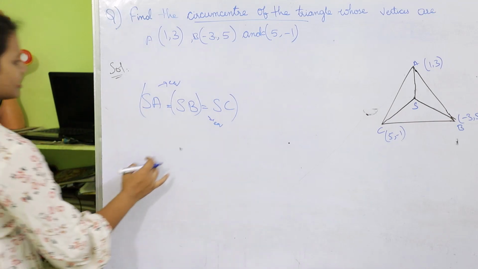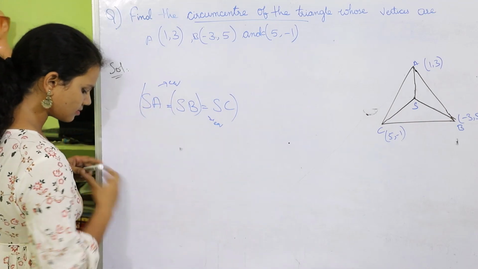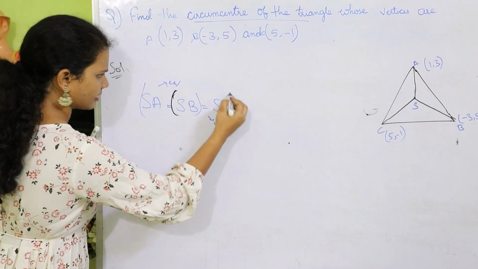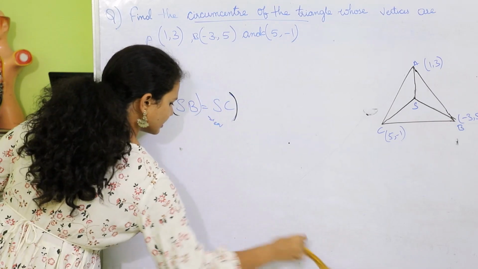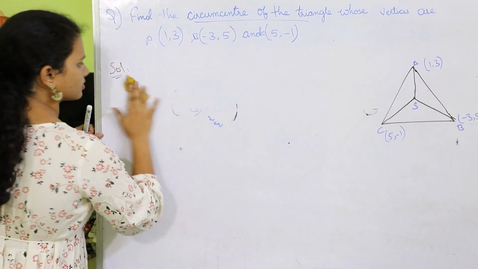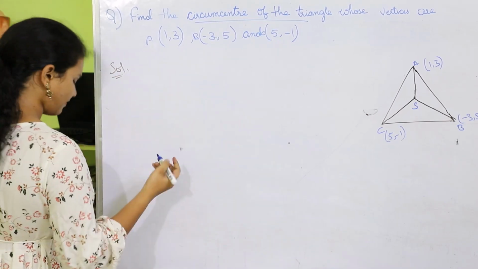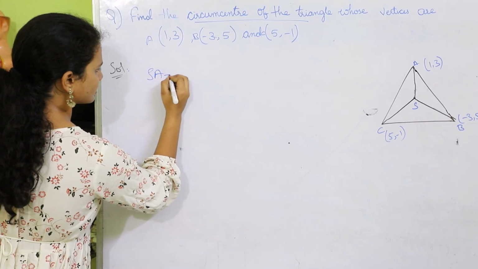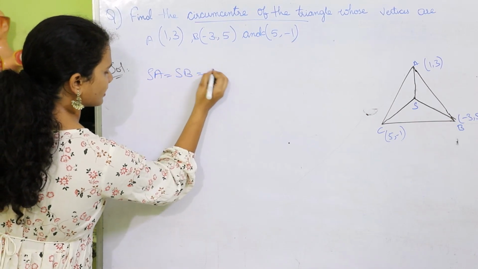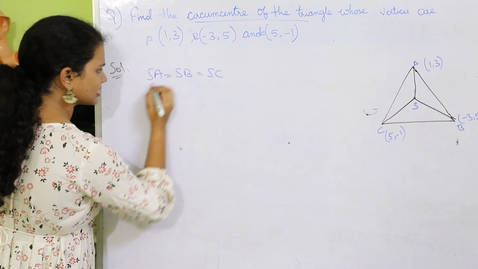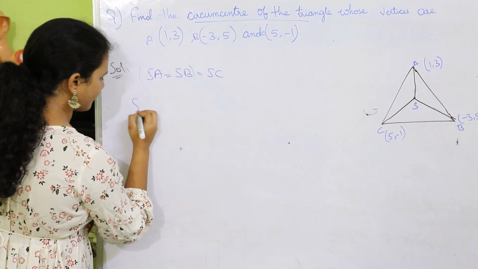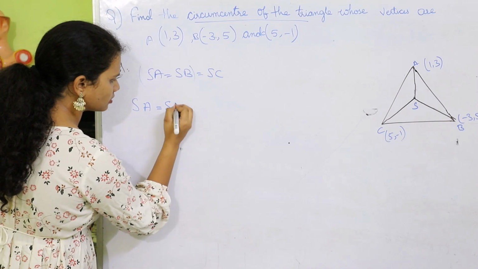I will explain this clearly. Don't get confused, both will be one equation. As we know, SA is equal to SB, which is equal to SC. Firstly, consider SA and SB. I can write here SA equals SB.